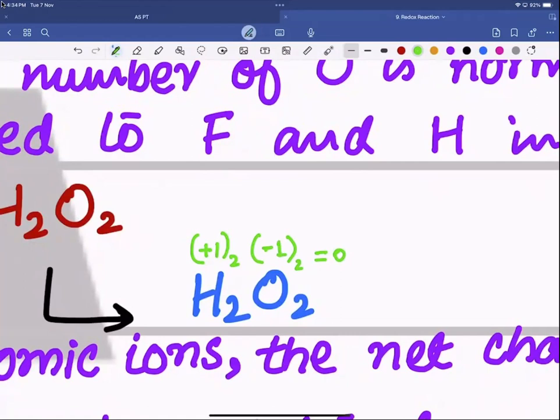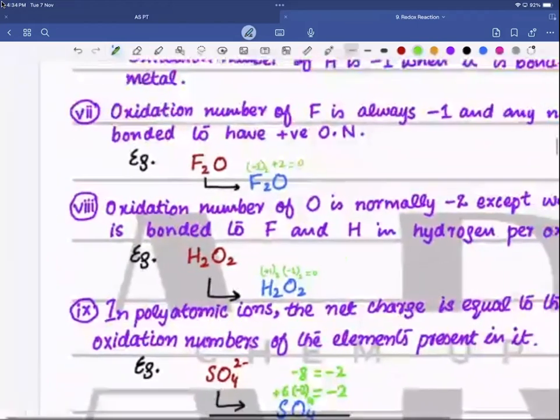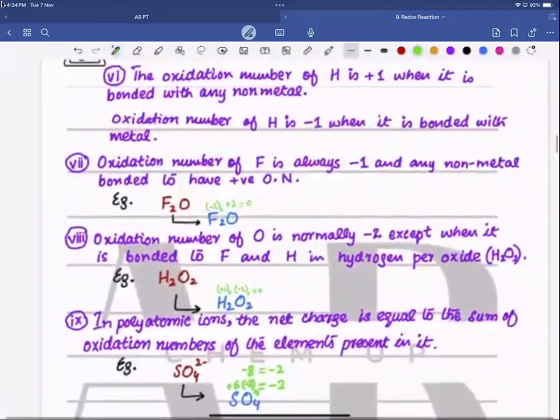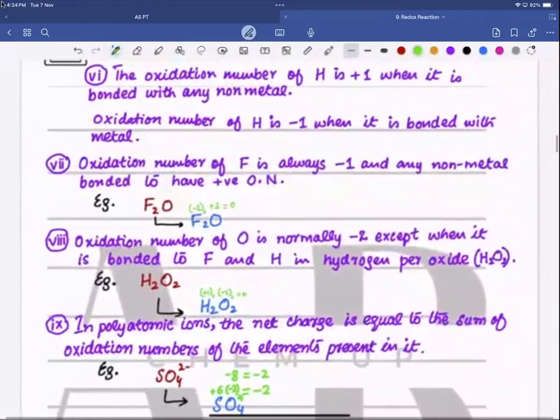So see, there are two exceptions where the oxidation number of oxygen changes from -2 to +2 when with fluorine, and in H2O2 it turns into -1. Is this clear? I hope you have understood. Now copy it down till the last point shown on the screen, and then I am going to discuss the last point as well.